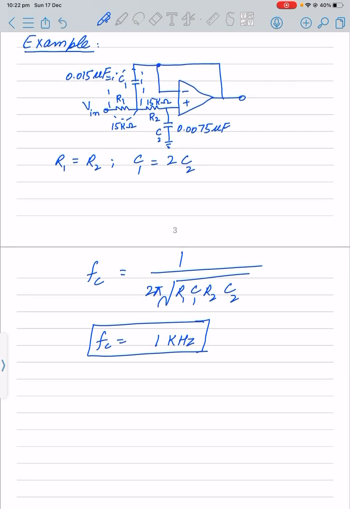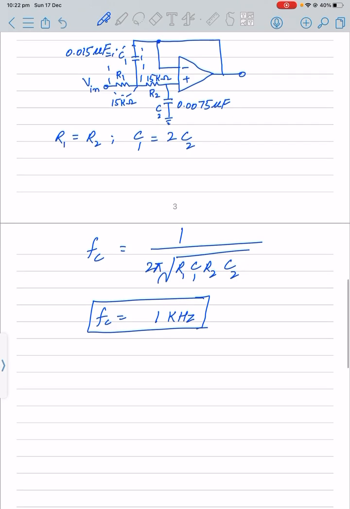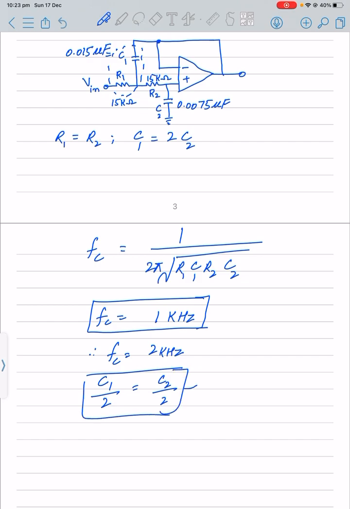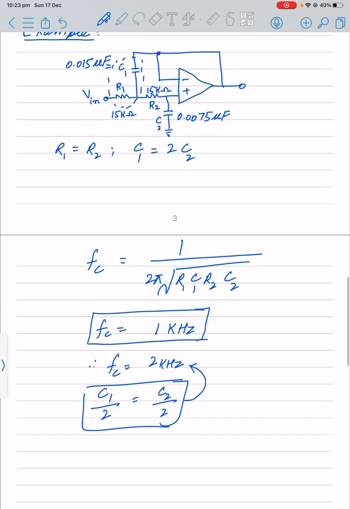If we want to further change the corner frequency, let's suppose we want Fc equal to 2 kilohertz, then we can simply achieve it by reducing the value of C1, by halving the value of capacitor 1, and similarly for capacitor 2. If we do that, we will be able to achieve our 2 kilohertz corner frequency. You can check later whether we are able to achieve it or not.